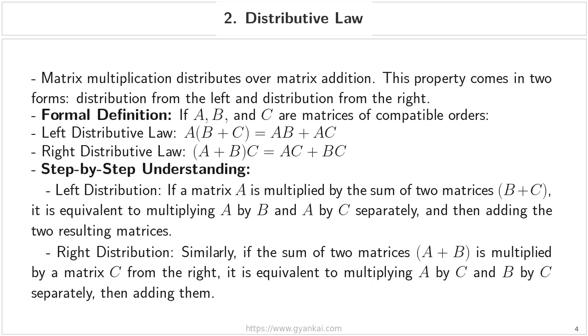Similarly, for right distribution, if the sum of two matrices, A and B, is multiplied by a matrix C from the right, it is equivalent to multiplying A by C and B by C separately, and then adding them. Here, matrix C must remain on the right side of both terms. In the next slide, I will provide a real-world analogy to help you better visualize how this distributive process works in a practical scenario.